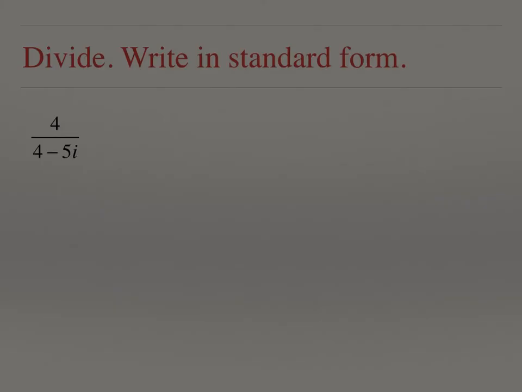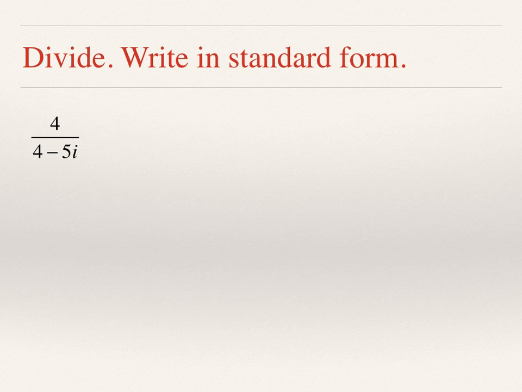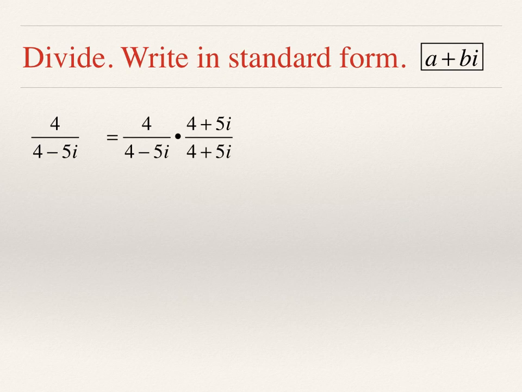Now let's move on to another type of example where there's a single monomial here in the numerator, but a complex number in the denominator. And I want my answer to look like this. I'm not allowed to have i in the denominator. So let's multiply the denominator. Let's think about the conjugate of 4 minus 5i. So we'll multiply this fraction by 4 plus 5i over 4 plus 5i.